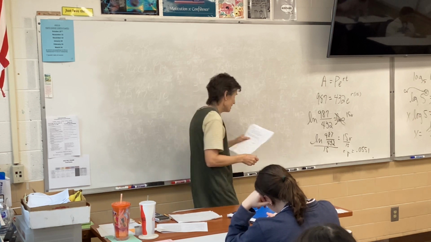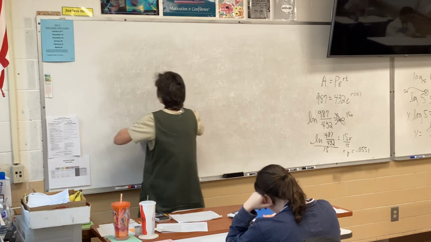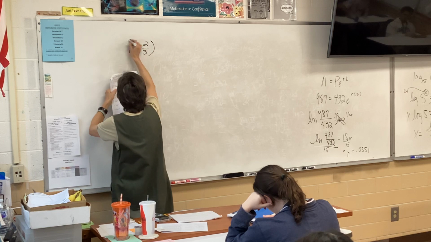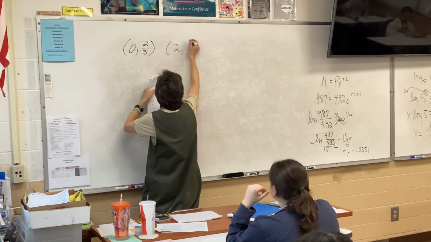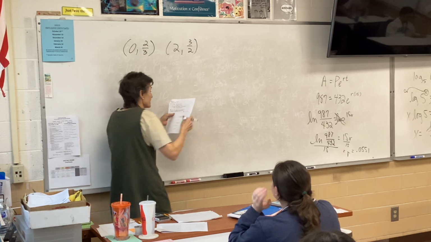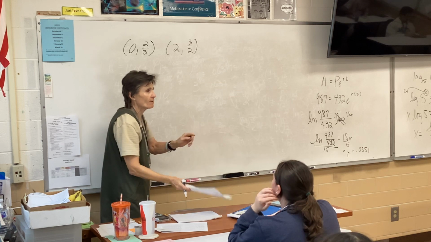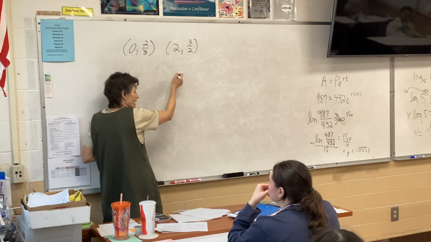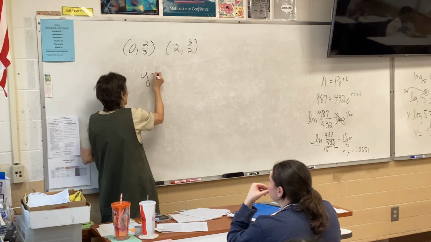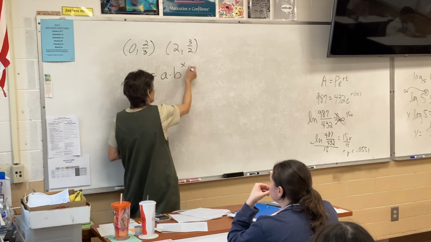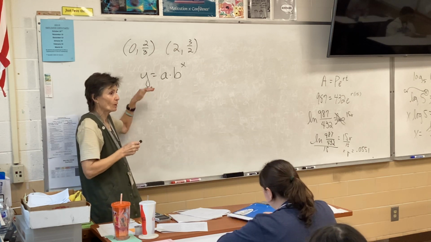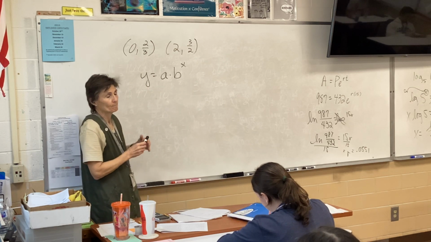Number 2. You are going to write the equation given these 2 points. And the key here is it's the equation of the exponential, which means what? What is the format of our equation? Y equals A times B to the x. Kids, you gotta remember that. That's what you want your equation to look like.